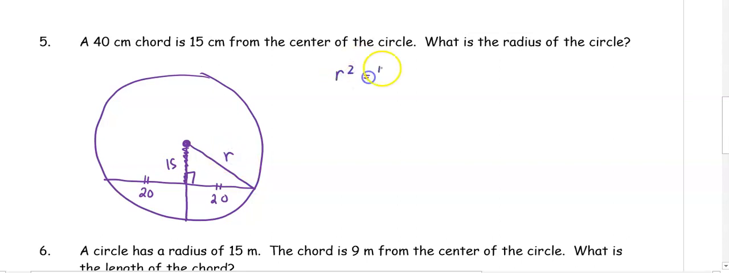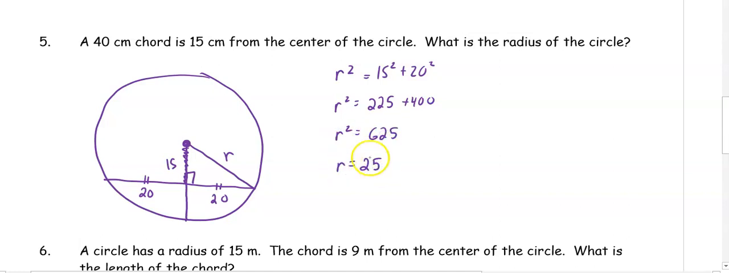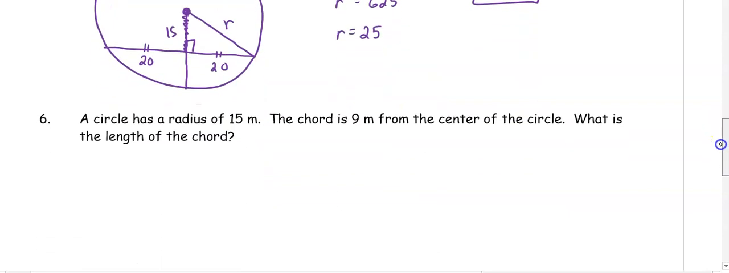So we have r squared equals 15 squared plus 20 squared. R squared equals 225 plus 400. R squared equals 625. So our radius is 25. So in this case, it'd be 25 centimeters.